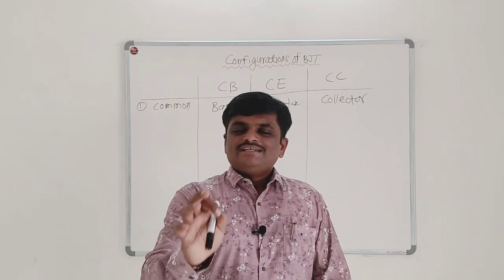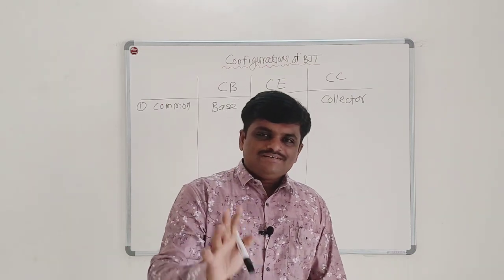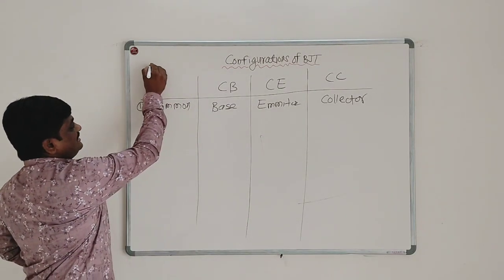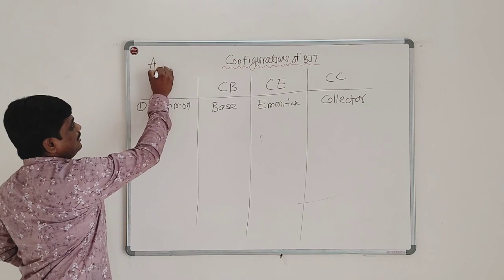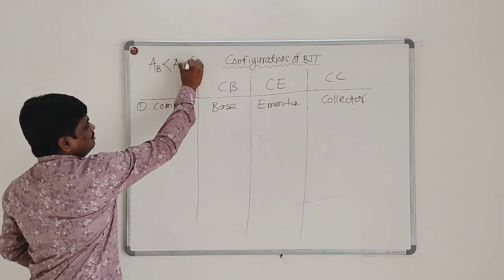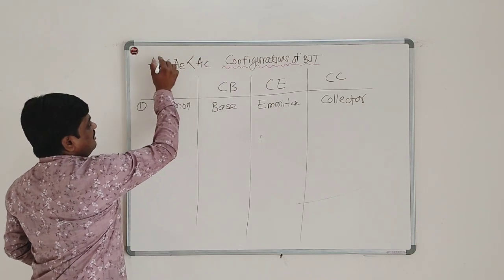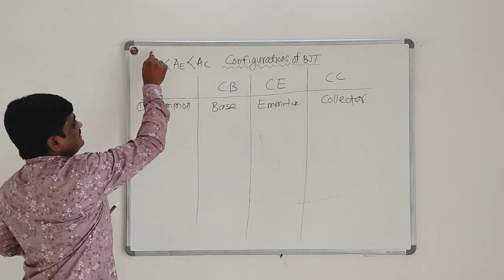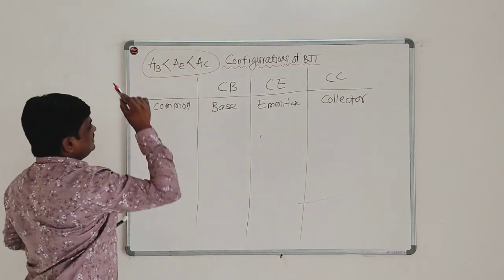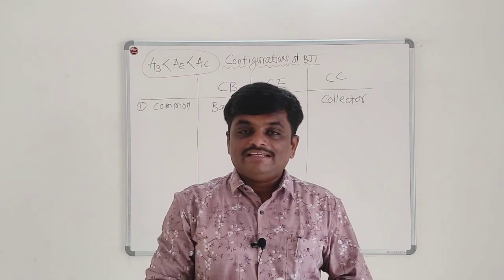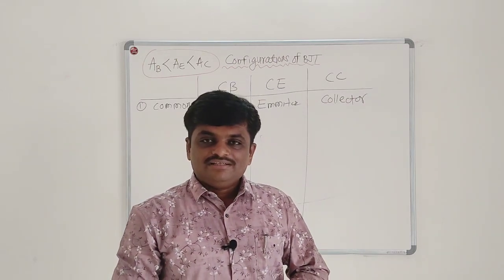So what we have to do? Just remember one simple trick. Do you remember we have seen that in the transistor, the area of base is smallest, the area of emitter is moderate, and the area of collector is highest. So you have to just remember this, and with the help of this trick we can easily remember the input terminal and output terminal.